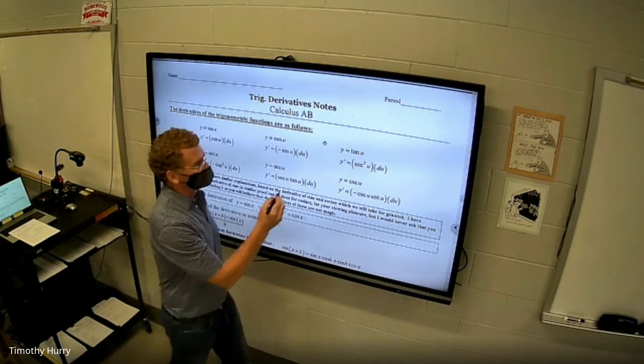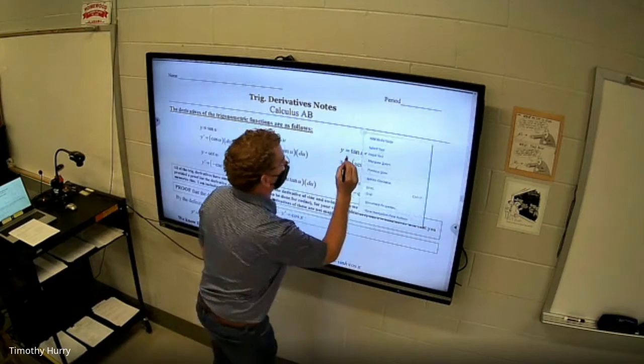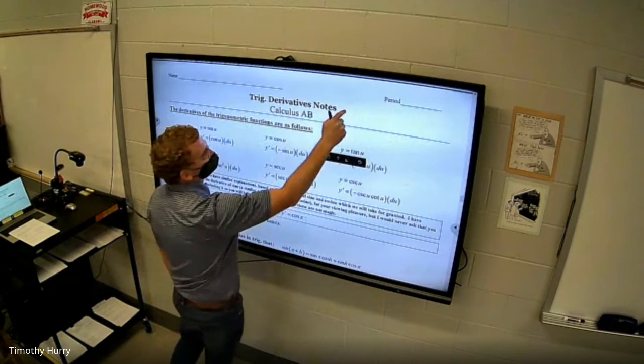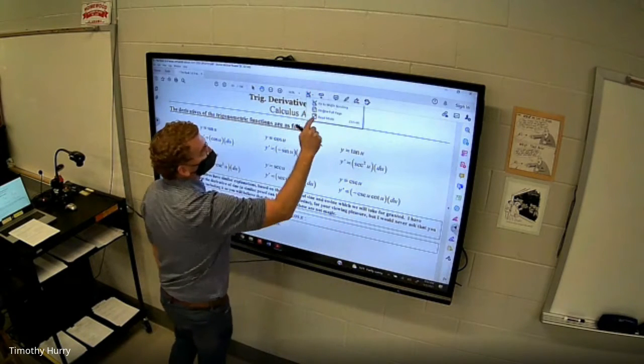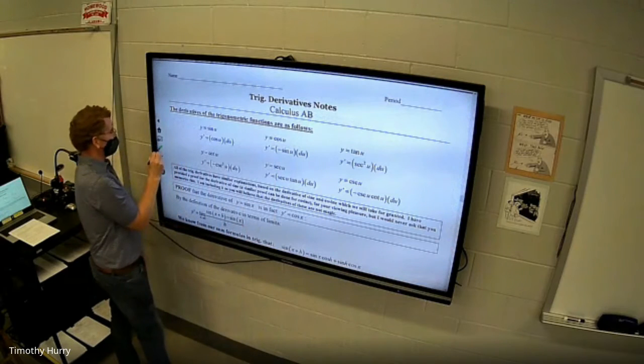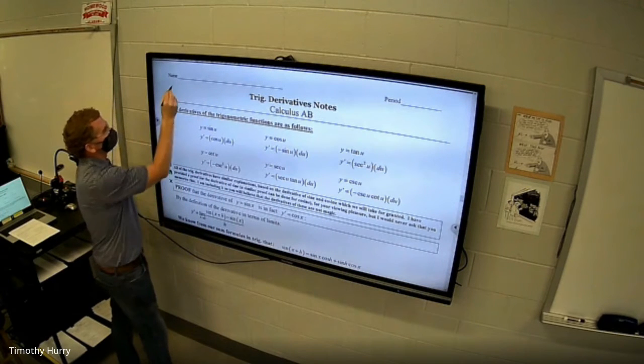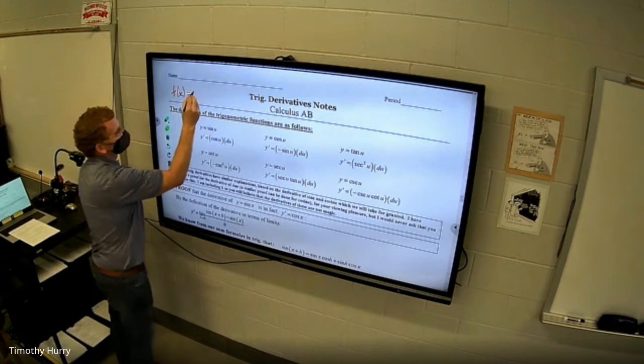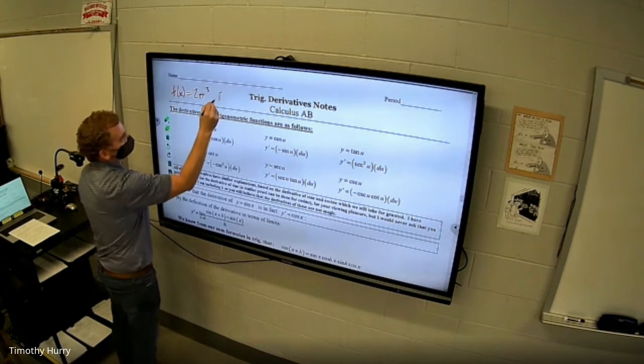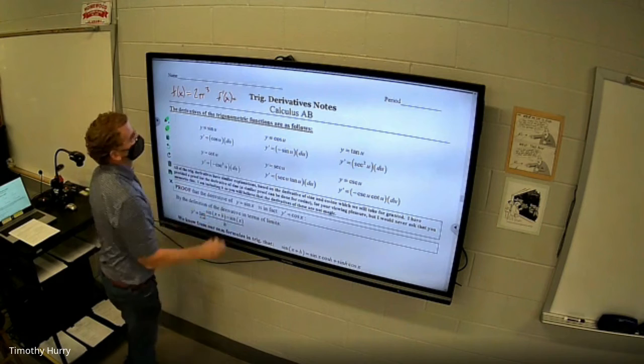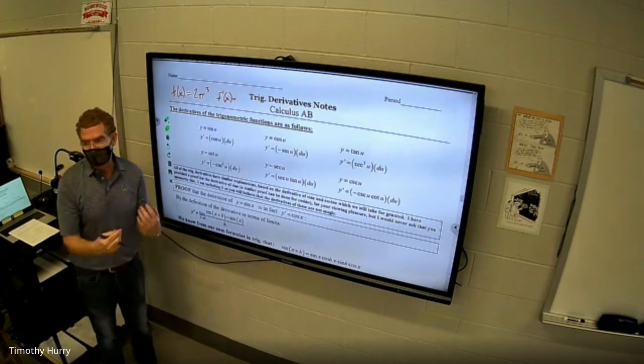Like I give problems like that occasionally, just to check to see what you're doing. Like I'll say f of x equals 2 pi cubed. What is f prime of x? And you got to know that that's 0, right? Don't go 6 pi squared.